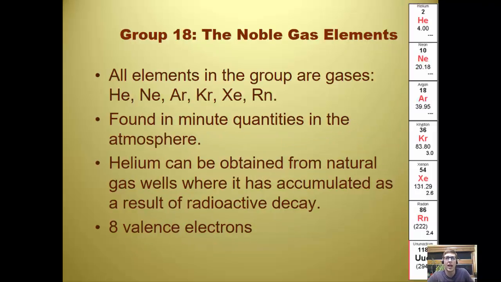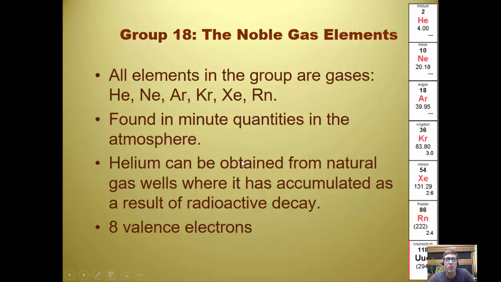On to the noble gases. All of them have a full valence shell, including helium, even though it only has 2 electrons. And it's helium, neon, argon, krypton, xenon, and radon. They're in minute quantities in the atmosphere.